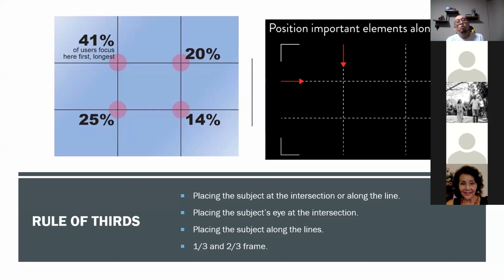What we usually do is try to put the person's eyes or the person's face on the intersection point. Sometimes if you want a whole top to bottom person picture, you can put them on the left line or on the right line, or in either the horizontal or the vertical line as well. Bear in mind that the frame also covers 1/3 and 2/3. So you have the top 1/3, the middle, and the last 3 of 3.